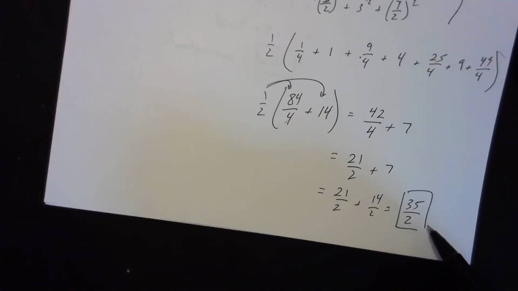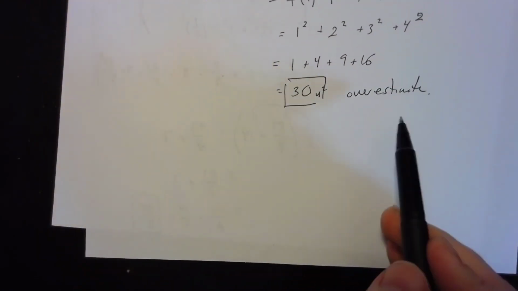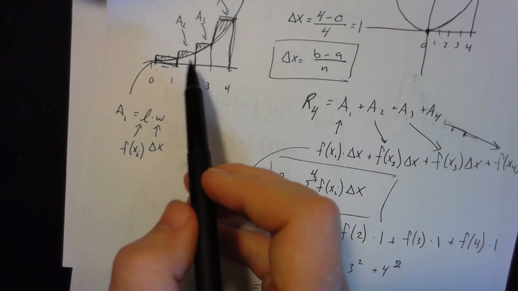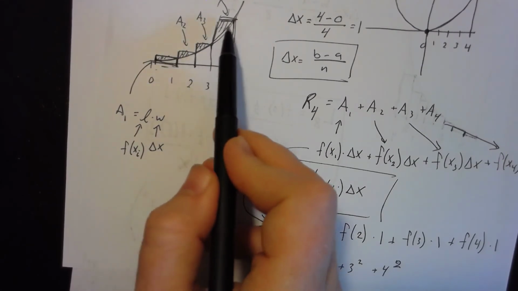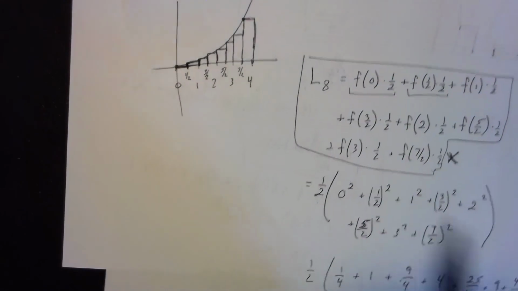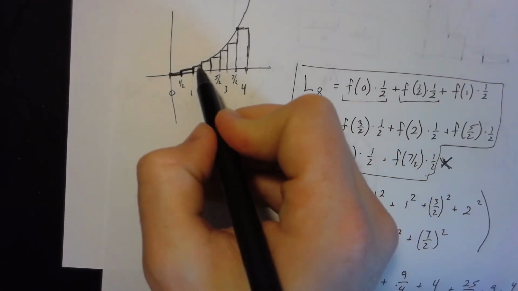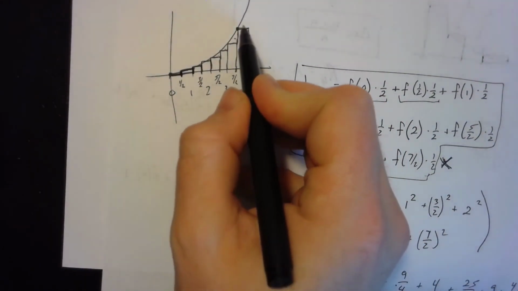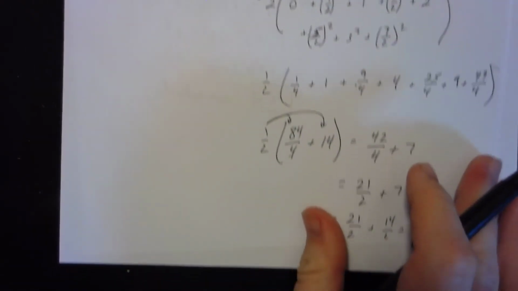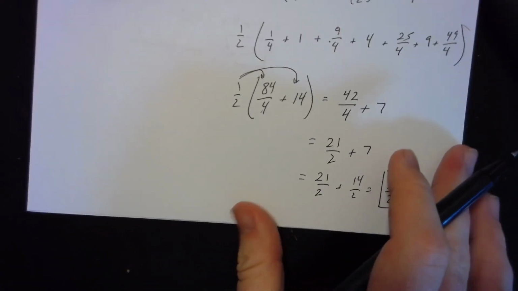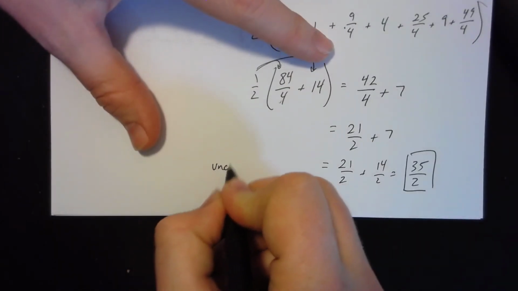35 over 2, which, if we look back, our previous answer was 30, and that was an overestimate. And again, it was an overestimate because the area of the rectangles encompassed that graph. Now, in this example, you'll notice that my areas actually undercut the graph, which means that there's sections of space that we missed. So when this question asks, is this an over or an underestimate, we're going to call this an underestimate.